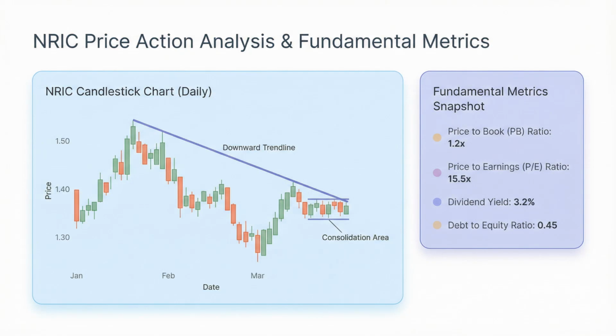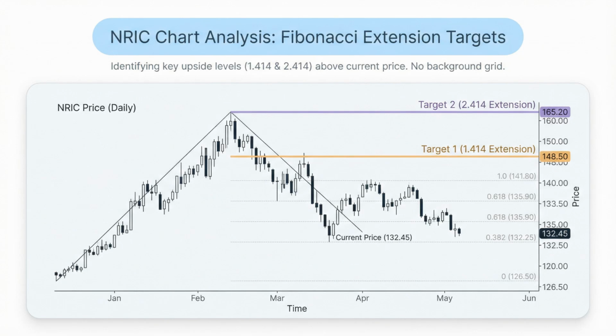We also notice a downward trend line where the price has not yet fully sustained momentum above it. While the technicals show price consolidating above the main resistance, we should always cross-verify with fundamental analysis. Checking metrics like the price-to-book value ensures the stock is not severely overvalued before we commit. If NRIC successfully breaks out of this consolidation zone, we use the Fibonacci extension tool to project our targets.